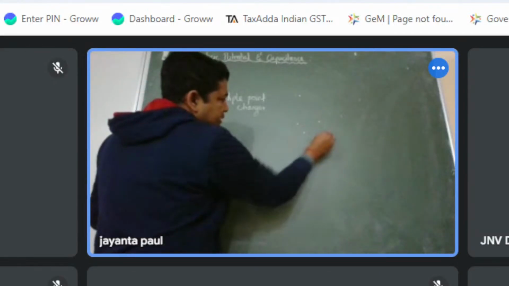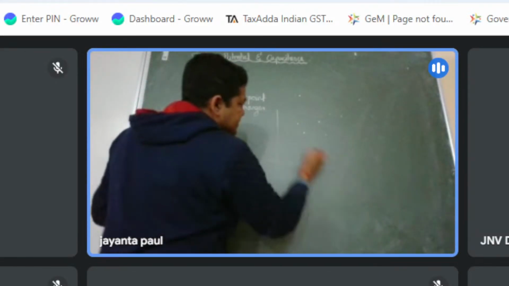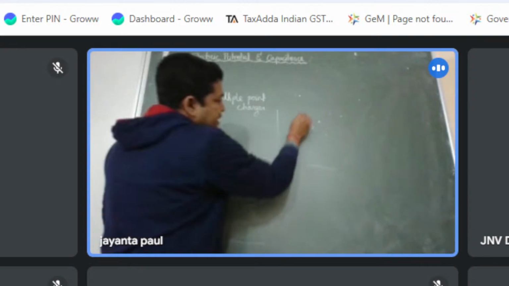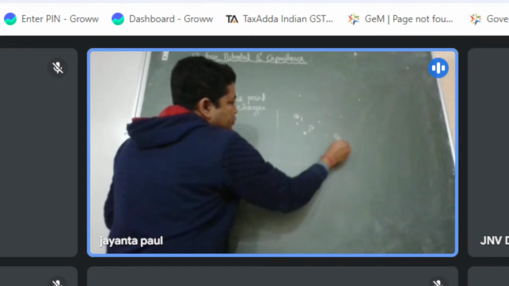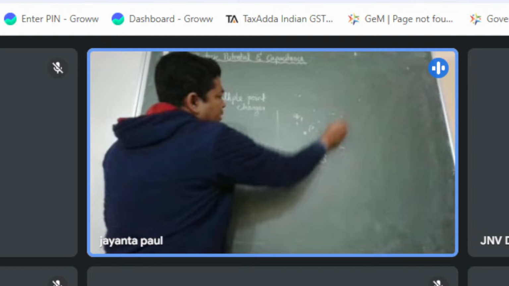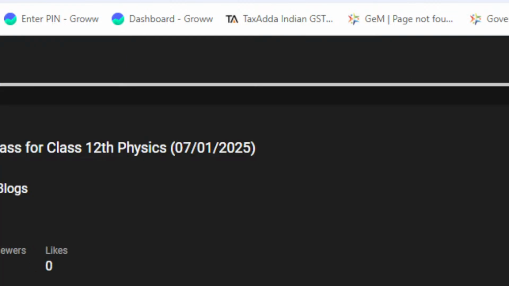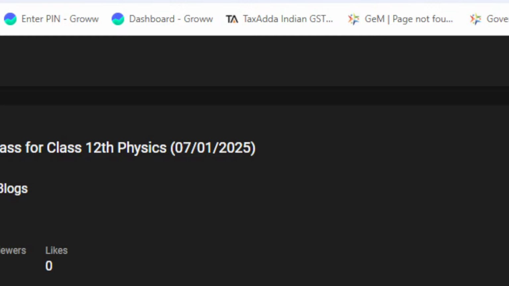There are multiple charges in a space, and a point P. Suppose we need to find the potential. Suppose these charges are Q1, Q2, Q3, like multiple charges are there, and this P is at a distance R1 from Q1, R2 from Q2, and R3 from Q3.